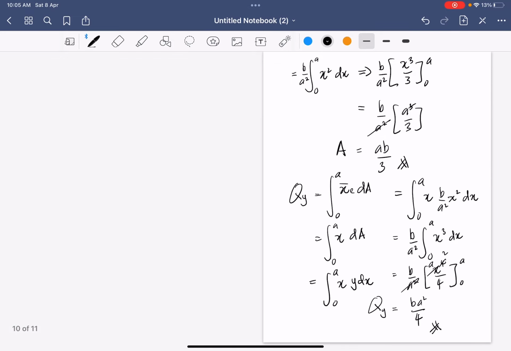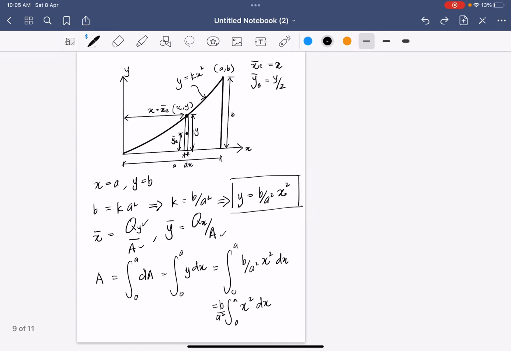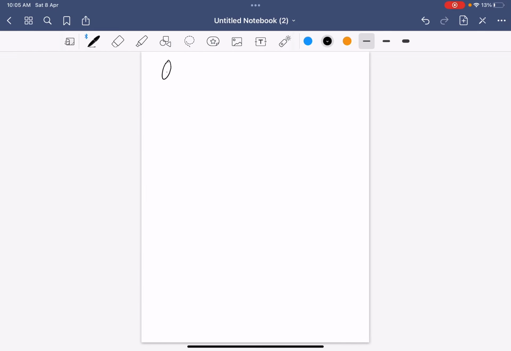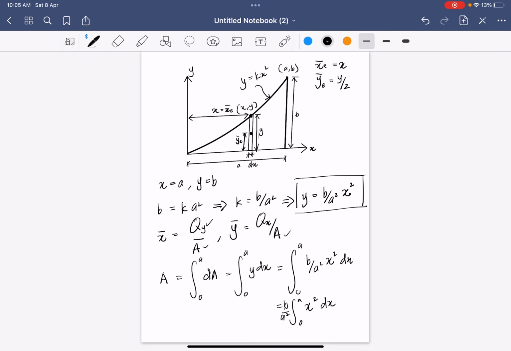Okay, so we have determined Qy and the area. Now we want to work out Qx. For Qx, the integration equation is given by this one. The limit remains the same, 0 to a, of y bar e dA. The y bar e and dA have been defined previously, on the first page: y bar e is equal to y over 2.